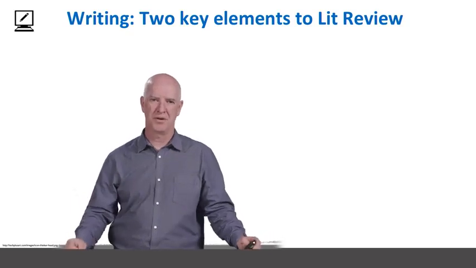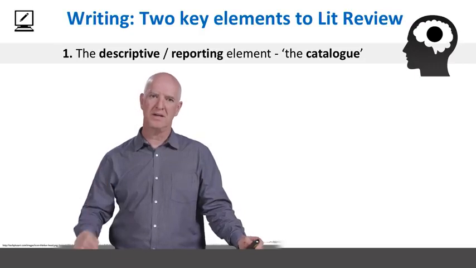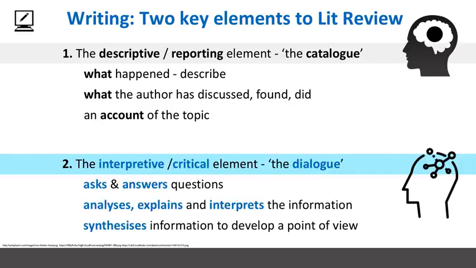On to the writing component of the review. There are two key elements. One is a descriptive or reporting element, where you talk about what happened. You describe what the author has found, what they discussed, what they did. It's an account. The second crucial aspect of the literature review is an interpretive or critical element, the dialogue, where you ask and answer questions of the text. You analyse, you interpret, you synthesise, you bring together information.